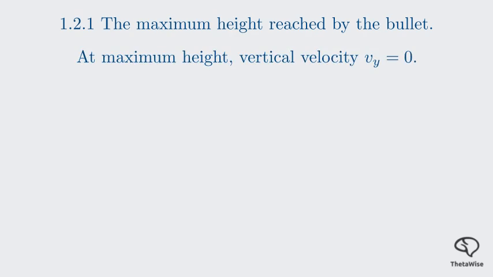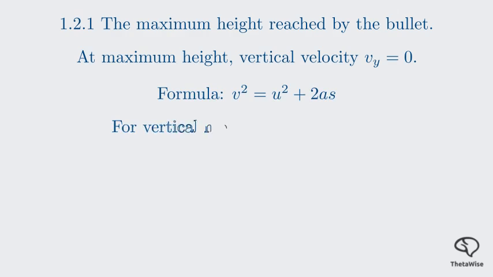We can use a standard kinematics equation that relates initial and final velocities, acceleration, and displacement. That equation is v squared equals u squared plus 2 times acceleration times displacement. Since we're analyzing the vertical motion, we'll use the vertical components. The equation becomes the square of the final vertical velocity equals the square of the initial vertical velocity minus 2 times g times the vertical displacement, Sy. We use a minus sign for g because gravity acts downwards, opposite to our initial upward motion.